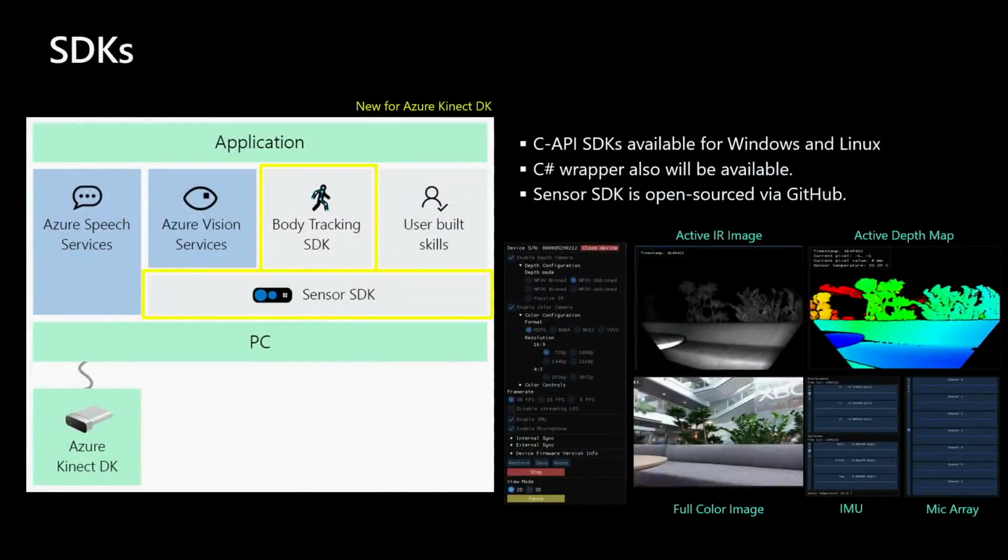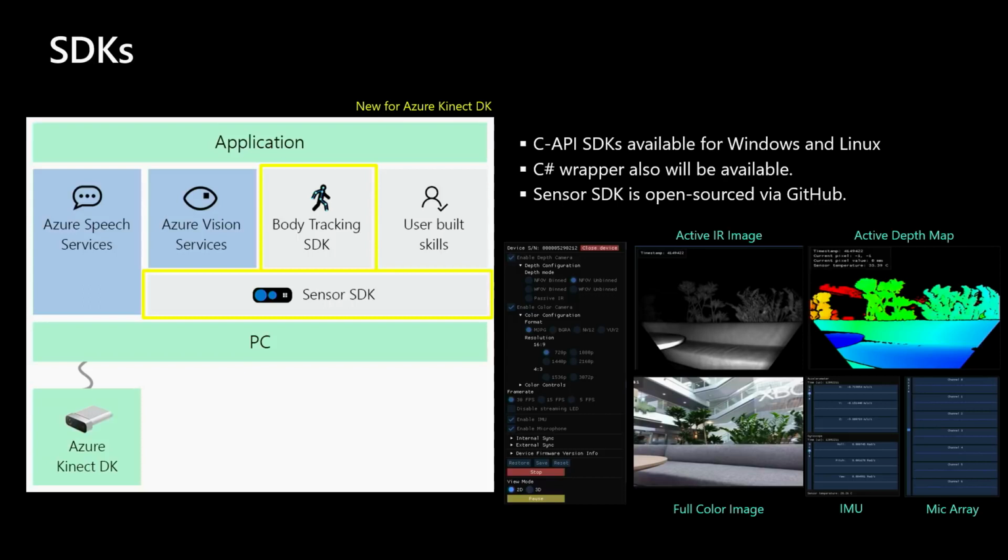Okay, so let's talk about SDKs for a minute. There are 2 SDKs that are new with this product, our sensor SDK and our body tracking SDK. Both of these have been completely redone from the ground up. Unfortunately, that does mean that we're breaking backwards compatibility with the Kinect for Windows applications, but we thought this was important because we wanted to, 1, make sure that the sensor SDK was open sourced and available on GitHub. 2, we wanted to get rid of drivers. And 3, we wanted to enable you to plug in multiple cameras on a single computer.